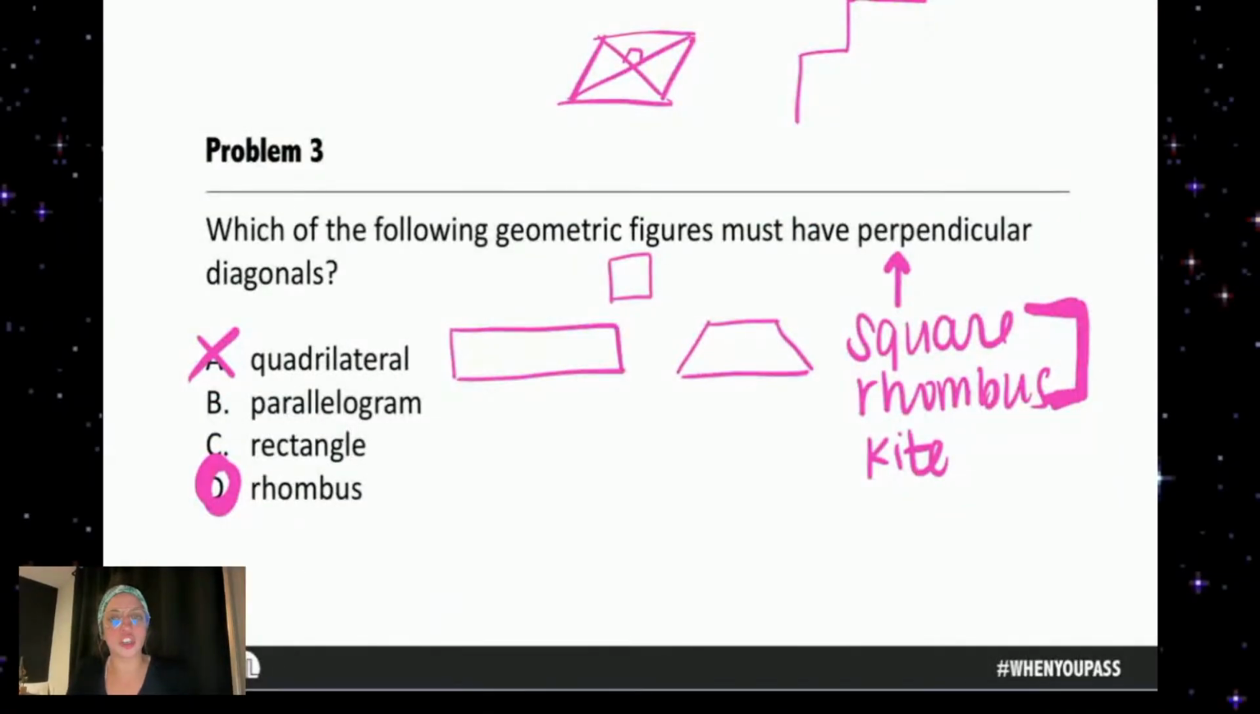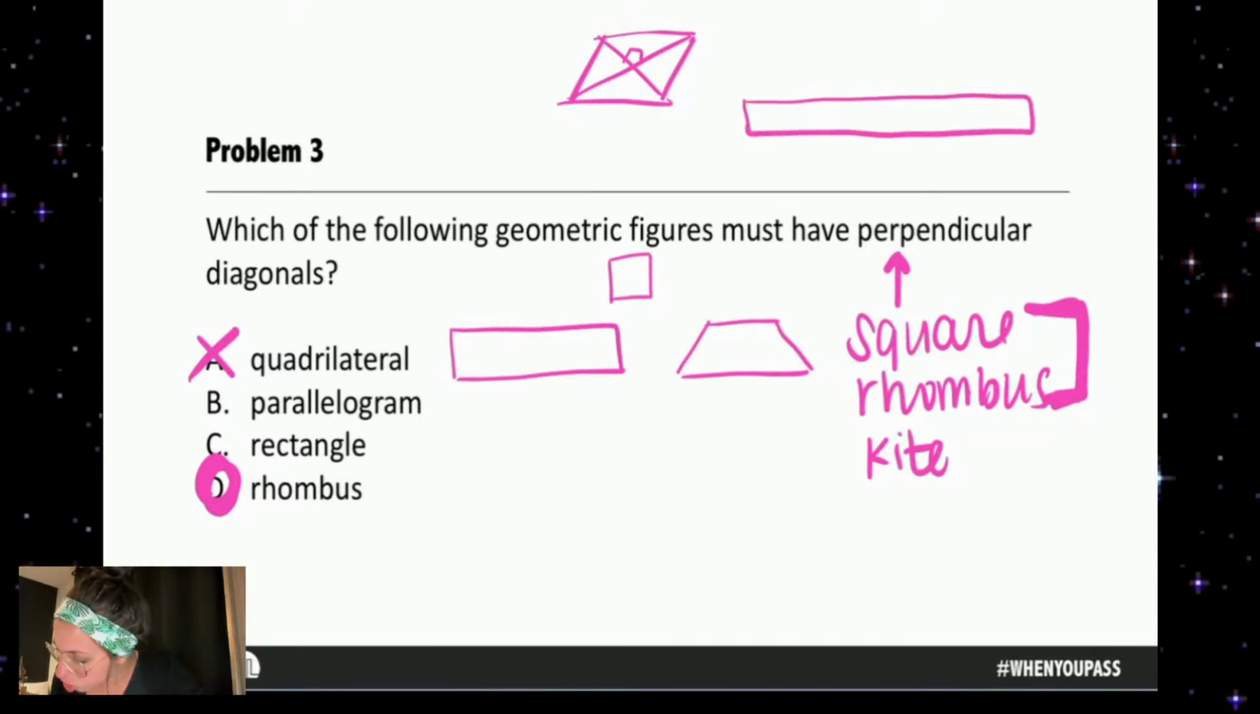So all that said, when I'm trying to prove or disprove something like this, I like to draw it super dramatically, and I'll show you what I mean. My iPad disconnected for just a hot second, but we are back. So if I drew a rectangle, I would draw it something like this, and then I would do my diagonals, and I would see that those are definitely not 90-degree angles.